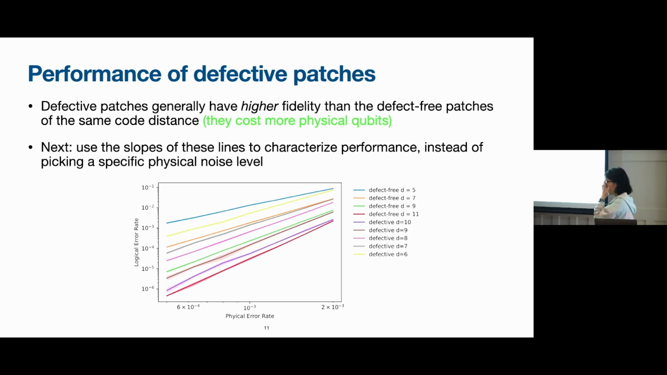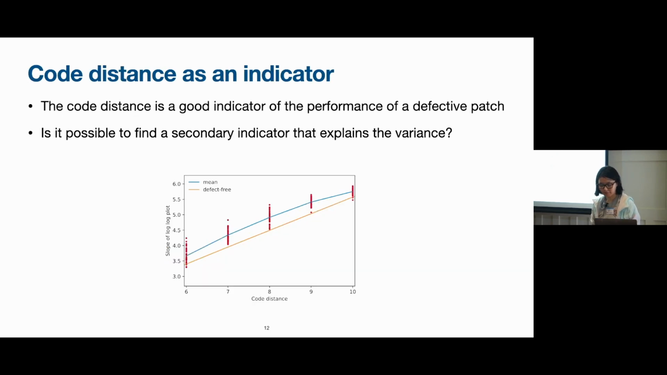Yeah, and if you look at the plot of the logical error rate of a defect-free patch, you will see that it's going to be a straight line when your physical error rate is low enough, and we see the same for the defective patches. So we found that actually code distance is a pretty good indicator of the performance of the defective patches.